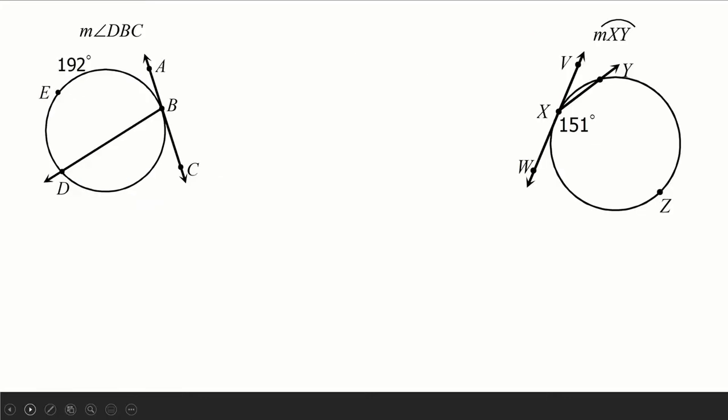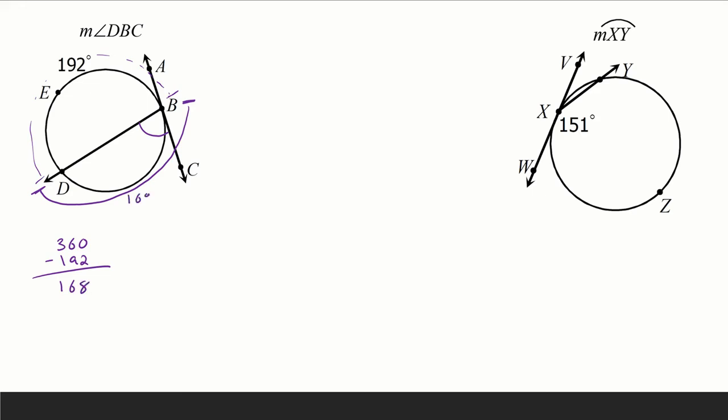So the first one, it says, find the measurement of angle BDC. I'm sorry, DBC, which is this angle there. And so that's going to be equal to half of this arc BD. But we don't know arc BD. But what we do know is that opposite arc BED. And so we use the fact that a full circle is 360 degrees. And so knowing that, we're going to do 360 degrees minus 192, and that's going to give us the arc measure of BD, which in this case is 168.